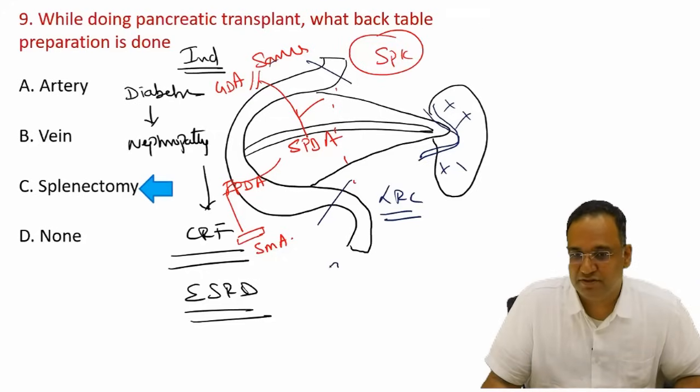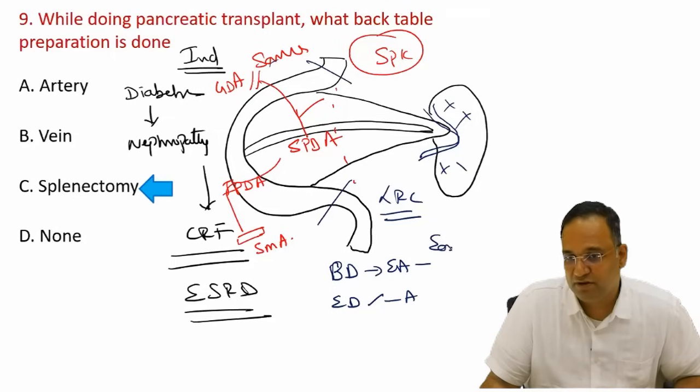One is a bladder drainage, and the other is the enteric drainage. Enteric drainage will be more anatomical and bladder drainage is extra anatomical but easy to monitor. You are able to measure the urinary amylase or lipase, so it is easy to monitor.